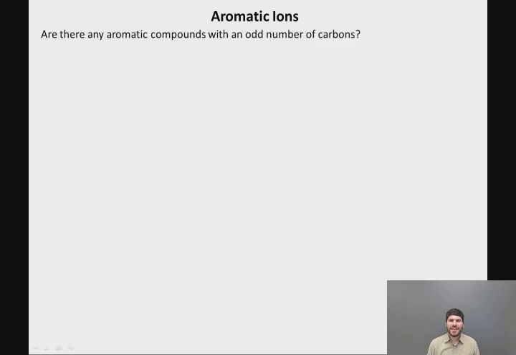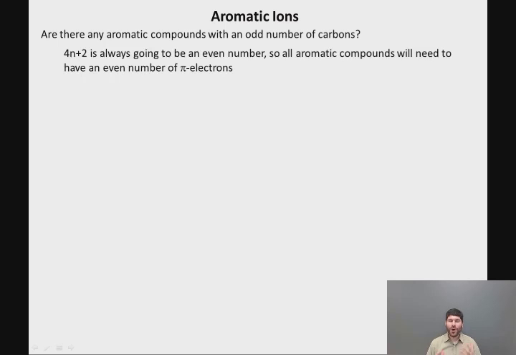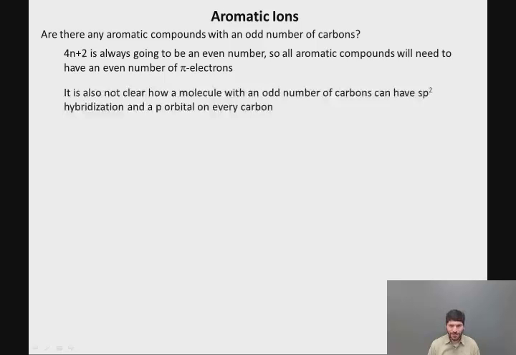We begin our study of aromatic ions by considering the question: are there or can there be any aromatic compounds with an odd number of carbons? Well, we know how many electrons an aromatic compound is going to have. It's going to have 4n plus 2 pi electrons. And mathematically, 4n plus 2 is always going to be an even number. So that means aromatic compounds will have to have an even number of pi electrons.